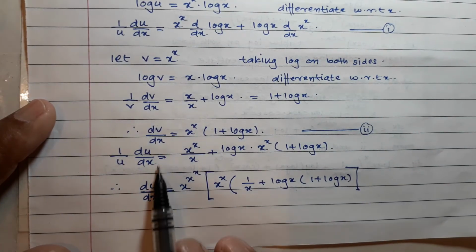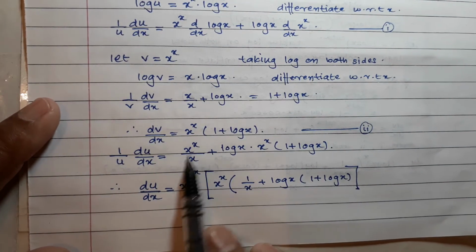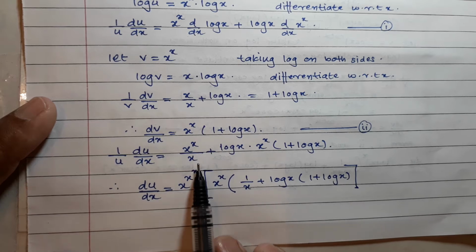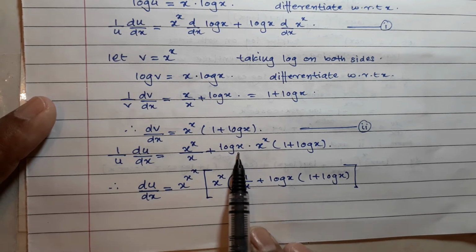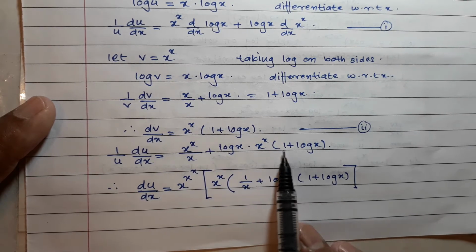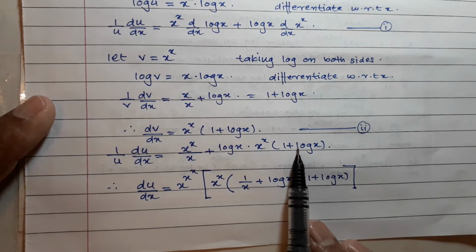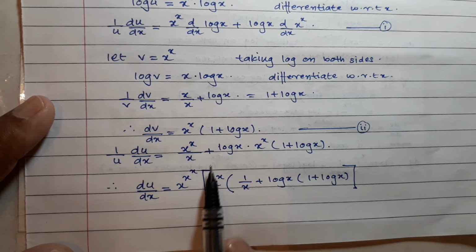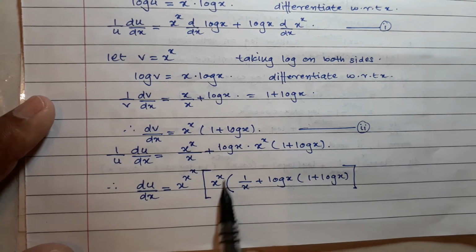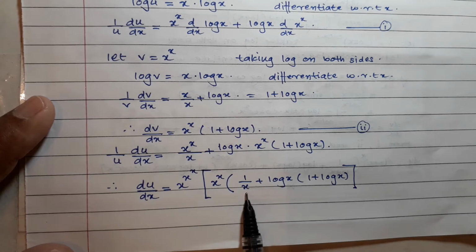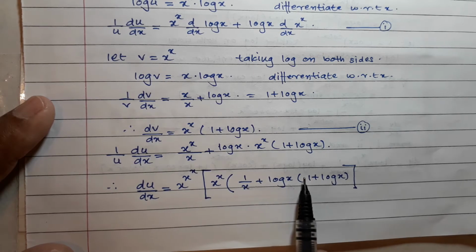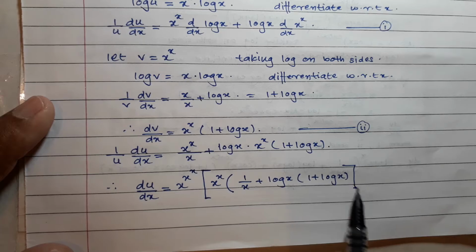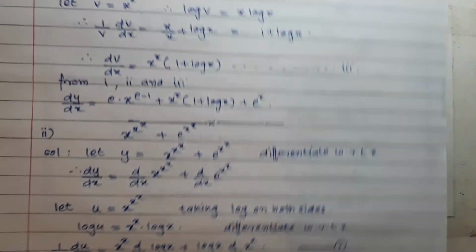Then 1/u du/dx = x^x times 1/x + log x times x^x (1 + log x), and therefore du/dx = x^(x^x) times [x^x (1/x) + log x times x^x (1 + log x)].